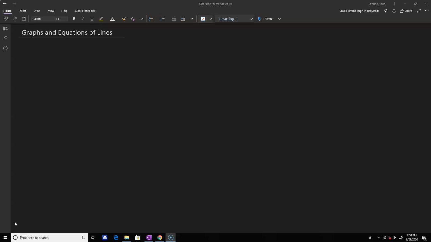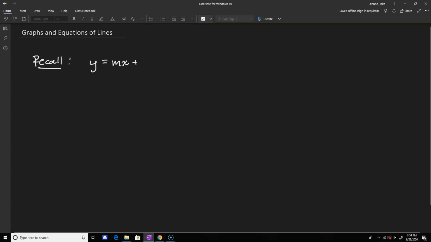Probably you're familiar from high school with the slope-intercept form of a line. So it's given by y equals mx plus b. There are many forms you can write the equation of a linear function between two variables in, but this is by far the most common.